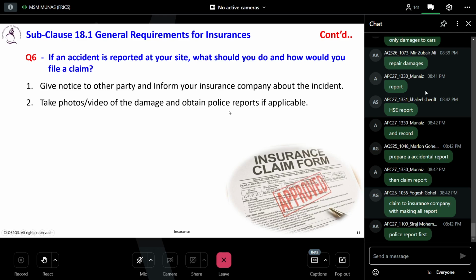Then sometimes the insurance needs the police clearance. Okay, let's say if it is a vehicle case, then you need the police clearance. For some insurance, some incidents, let's say you damage the work at site, you don't need the police clearance. It depends on the insurance policy. So if needed, yes, let's keep the tick mark, take the records, and if needed, take the police report, if applicable. Okay, that's what I put, if applicable.